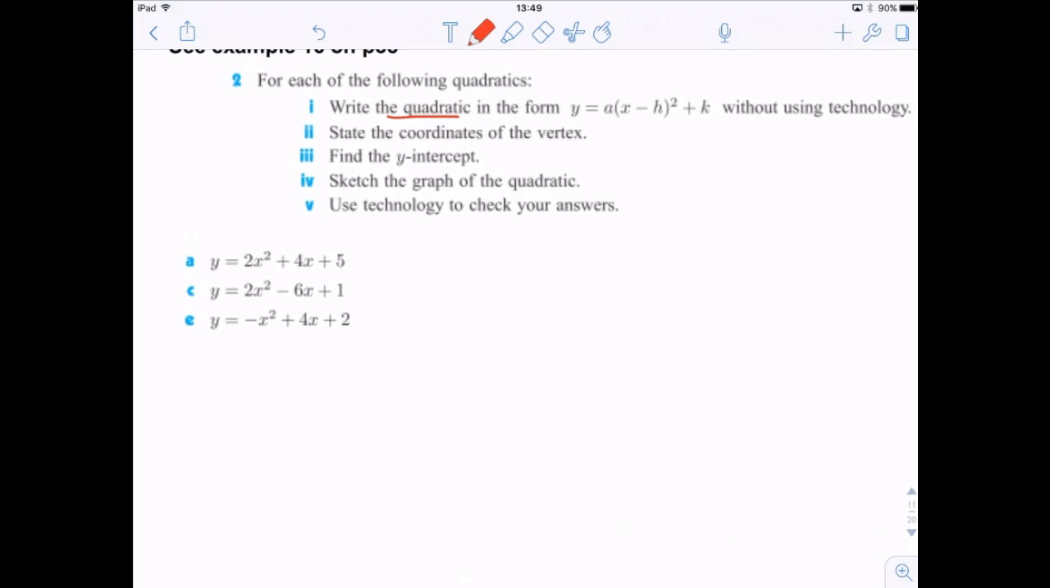Okay, so first thing we're going to do is we're going to find the vertex. That's going to enable us pretty much to write it in this form, except for this a, which we'll come to later. It says to find the y-intercept. We'll review how to do that, the same as last page. Finally, sketch the quadratic. And once you know the y-intercept, once you know the vertex, you can pretty much sketch it. Okay? Use technology to check your answers. I'll show you how to do that too. Alright, so let's take the first one.